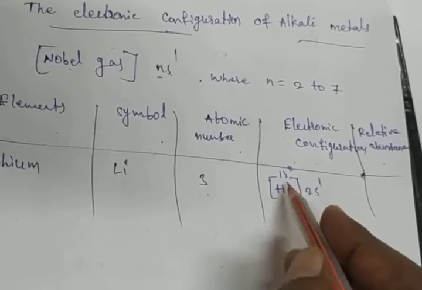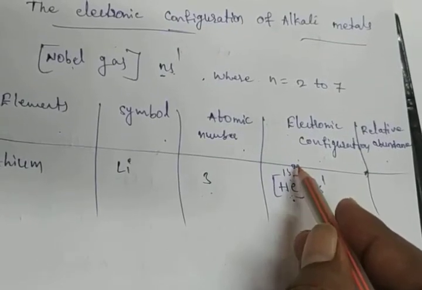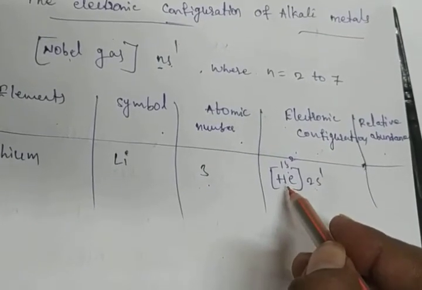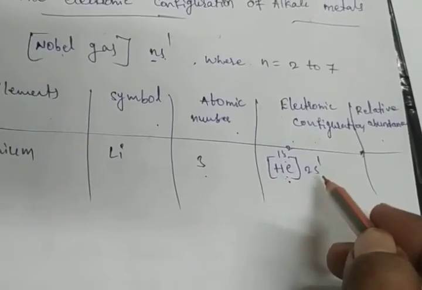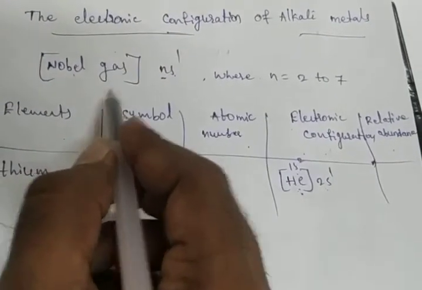Why am I writing helium with noble gas? Because here 2 electrons are there. 2 electrons means which element? 2 electrons means atomic number 2, helium. That's why helium 2s1, with noble gas. Simply, I am writing with noble gas.